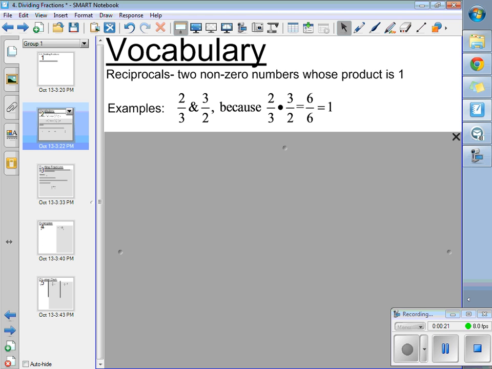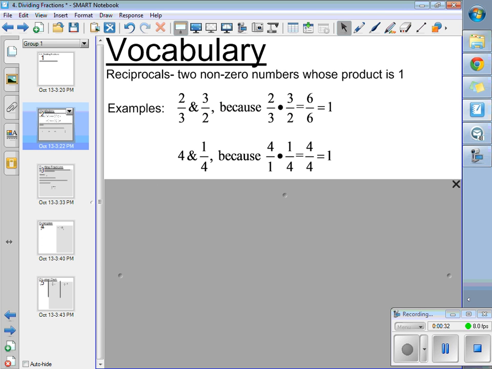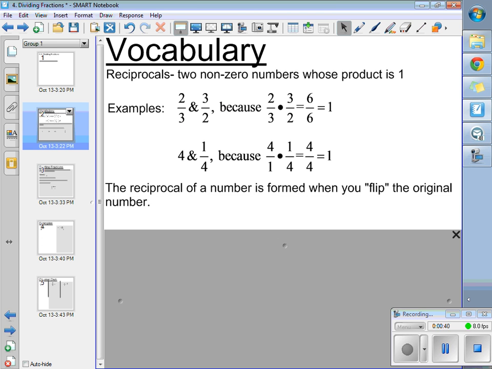Example, 2/3 and 3/2, because 2/3 times 3/2 gives us 6/6, which is equal to 1. And 4 and 1/4, because 4/1 times 1/4 is equal to 4/4, which is 1. The reciprocal of a number is formed when you flip the original number.